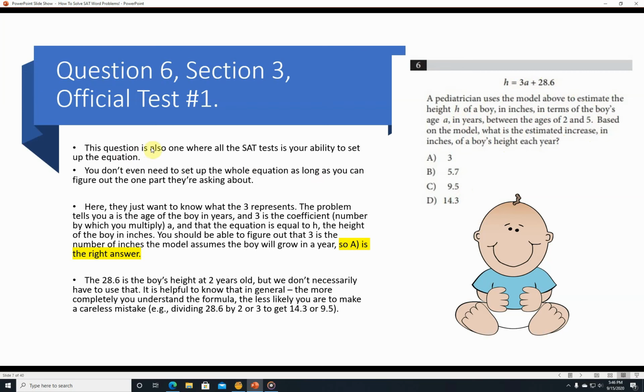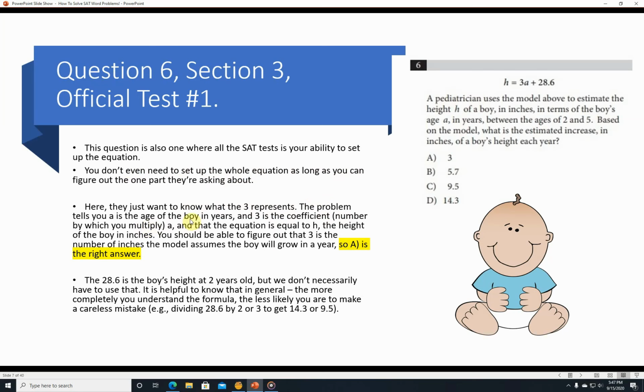So this question is again where really the SAT is just testing you on your ability to set up the equation. Again, you don't even need to set up the whole equation as long as you can figure out the one part they're asking about. So here they want to know what the 3 represents. Well, the problem tells you that a is the age of the boy in years, and 3 is the coefficient, that is the number by which you're multiplying a.